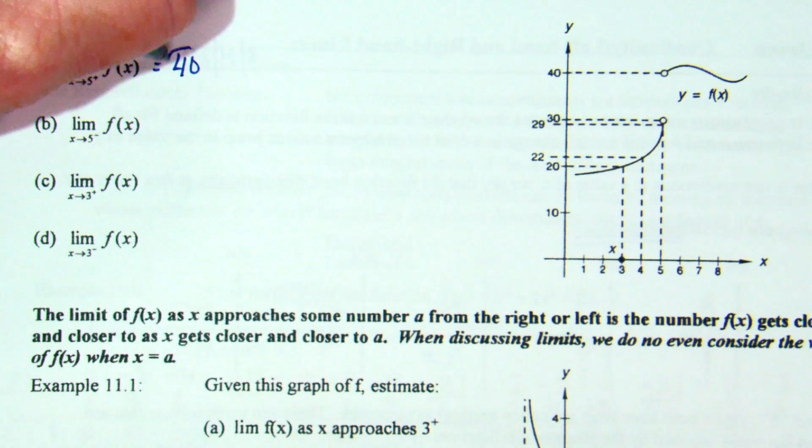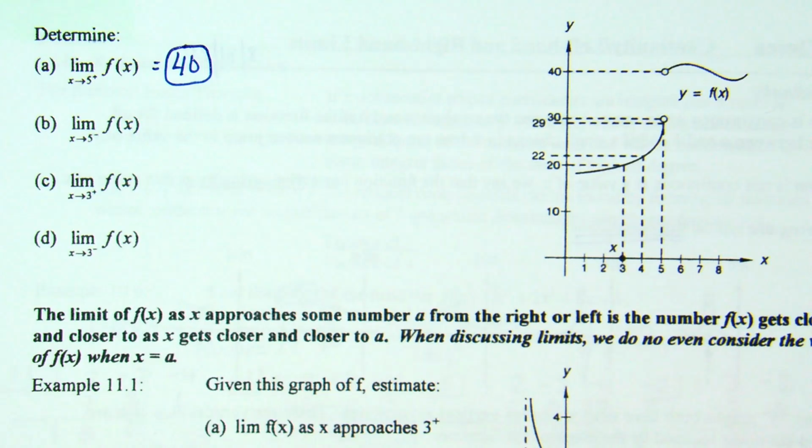The graph doesn't have to exist at 40. It's just approaching that value. So it's getting closer and closer, like 39.9999999, you know. Yeah.